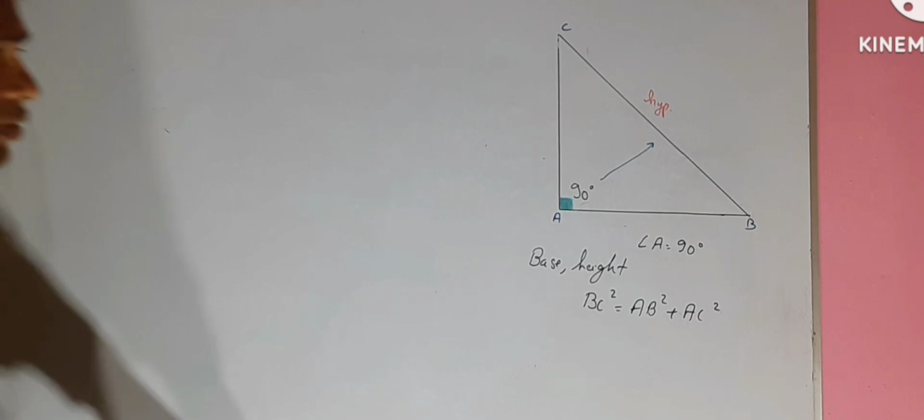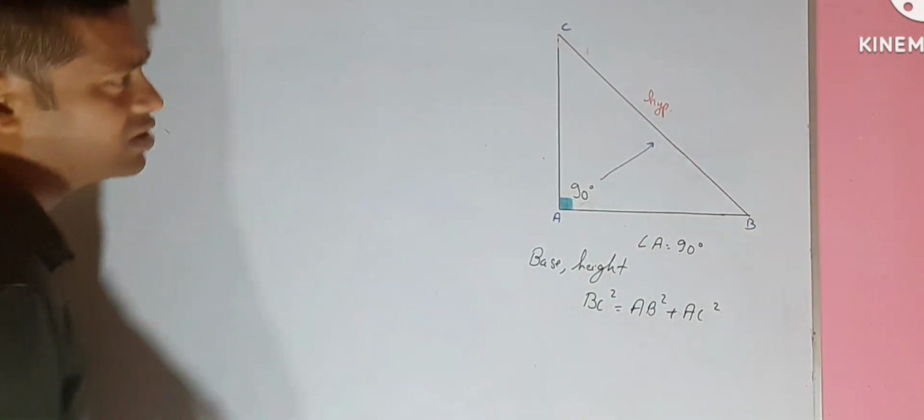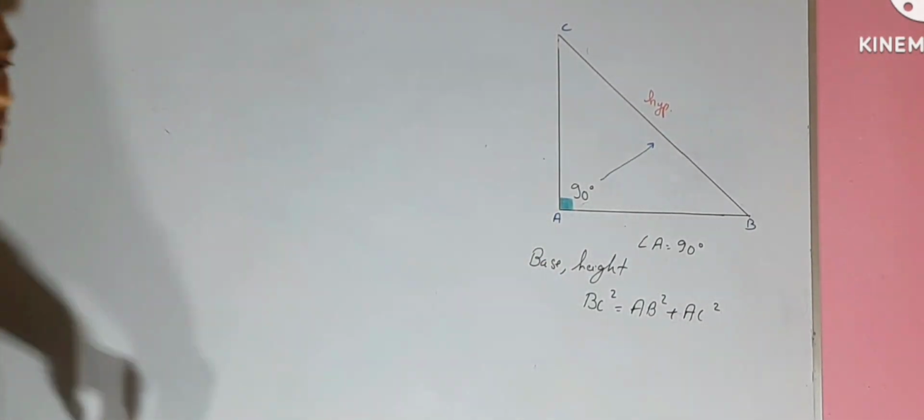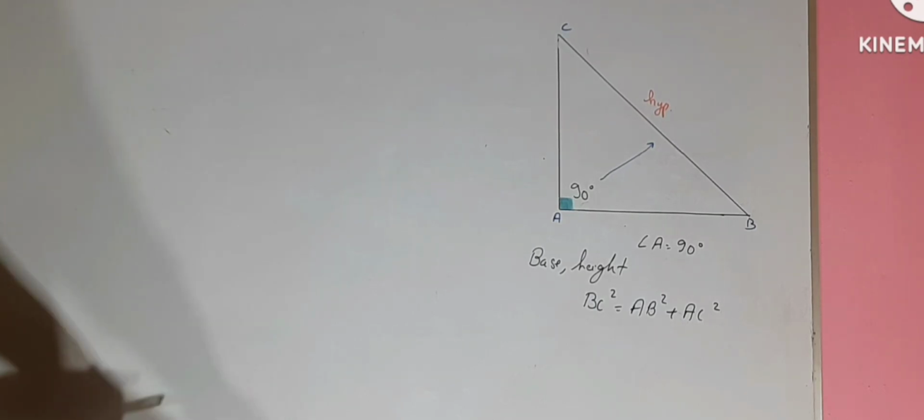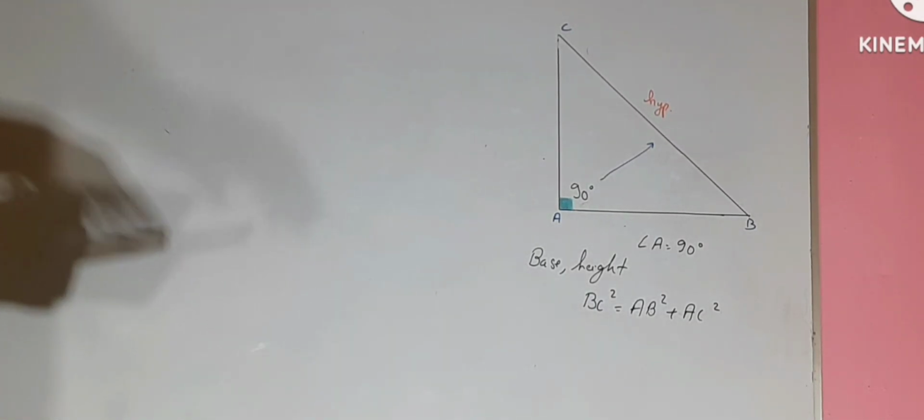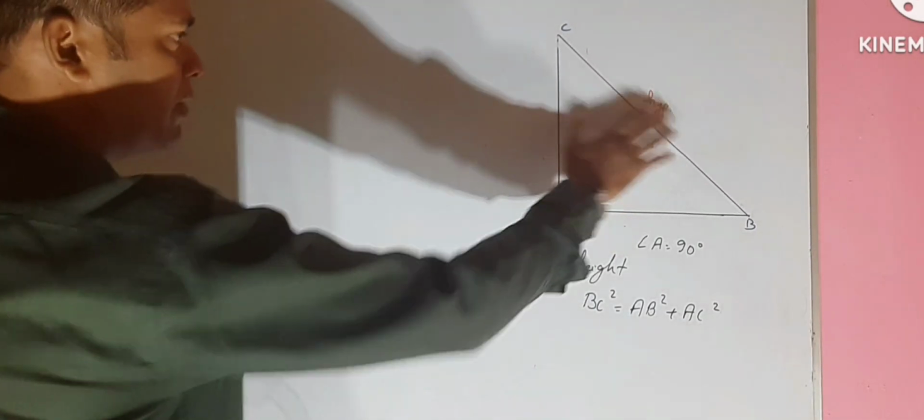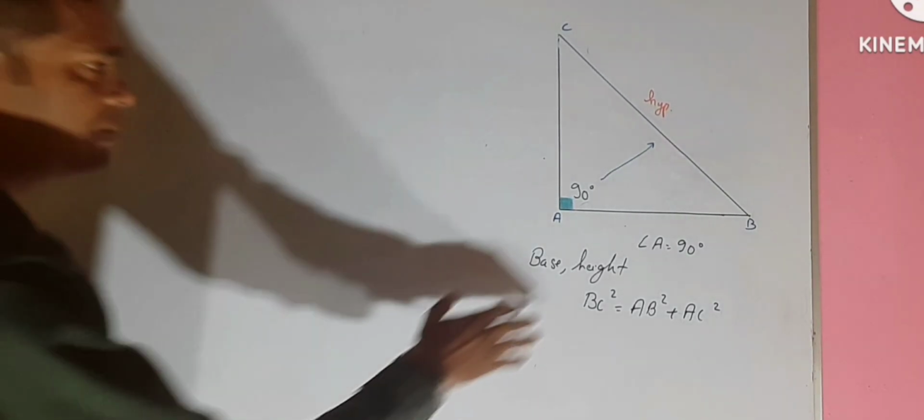Okay, in some cases, some schools or teachers say "perpendicular" instead of height, so don't get confused. Perpendicular and height are both the same. Understood? It is represented by small p. Height is represented by small h and base is represented by small b.